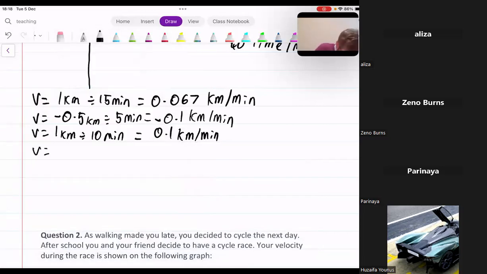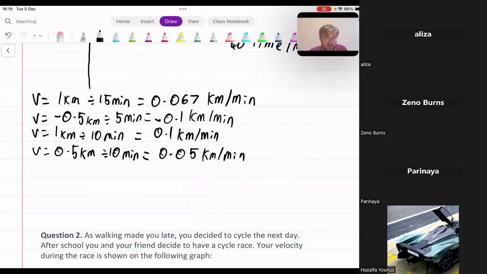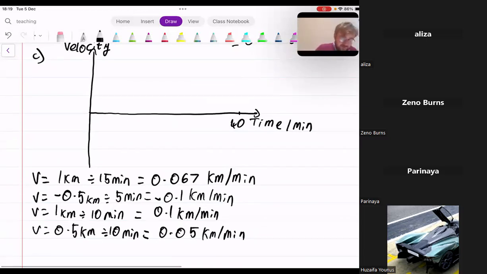So we have 0.5 kilometers divided by 10 minutes, which equals 0.05 kilometers per minute. So let's put these in the graph.